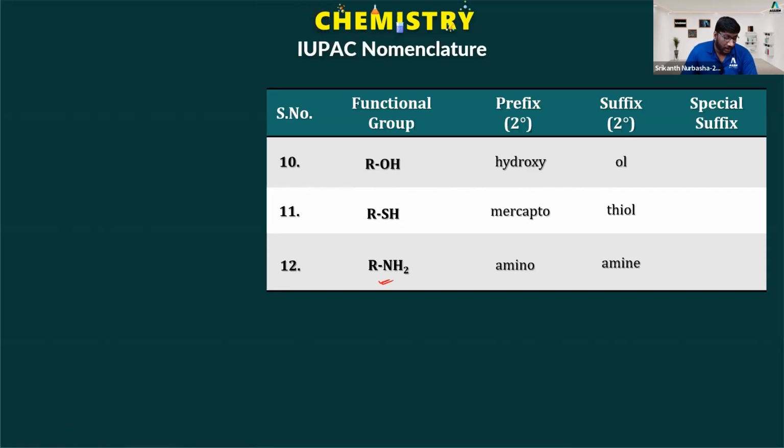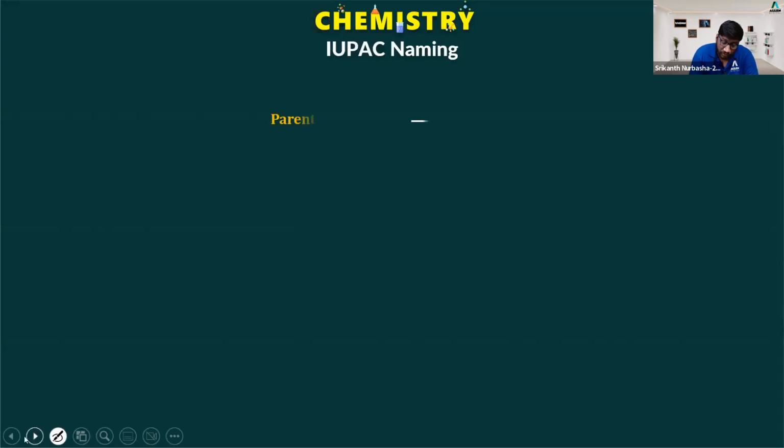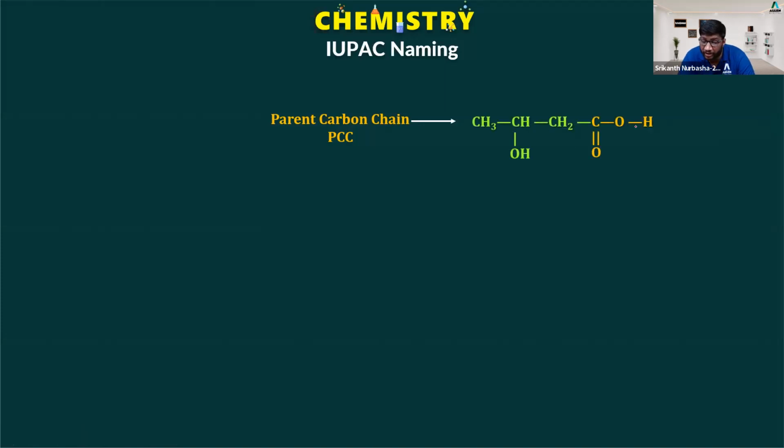So let us now look at different examples and other molecules, how to actually use the rules and how we can assign IUPAC names to different sets of compounds. Like we have CH3-CHOH-CH2-COOH. All of you try to give the name for this particular compound.